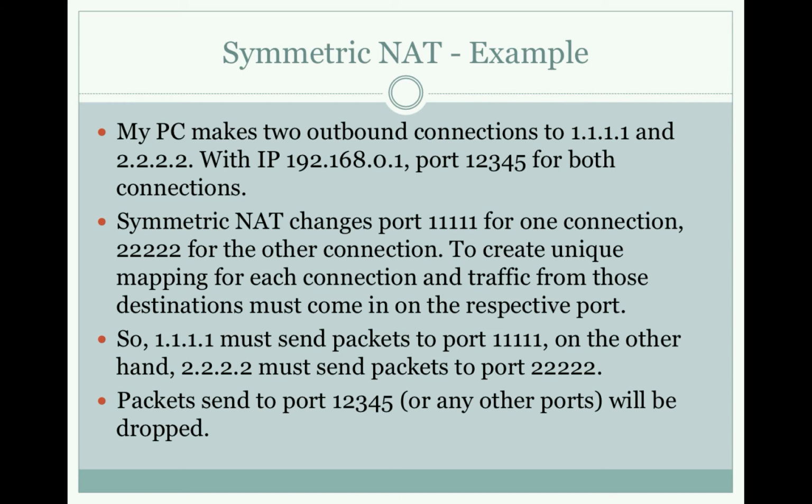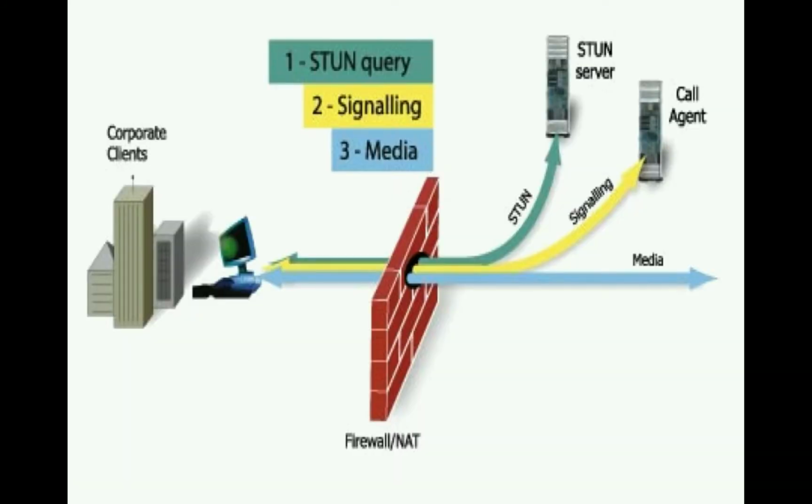So 1 must send the packet to port 1, on the other hand 2 must send the packet to port 2. Packets sent to any other port will be dropped. NAT mapping only takes place when the client initiates the connection. Therefore, depending on which of the four types of NAT is being used, any client that uses NAT cannot be initially reached from the outside network unless there's already a mapping that exists for the outside host to use.